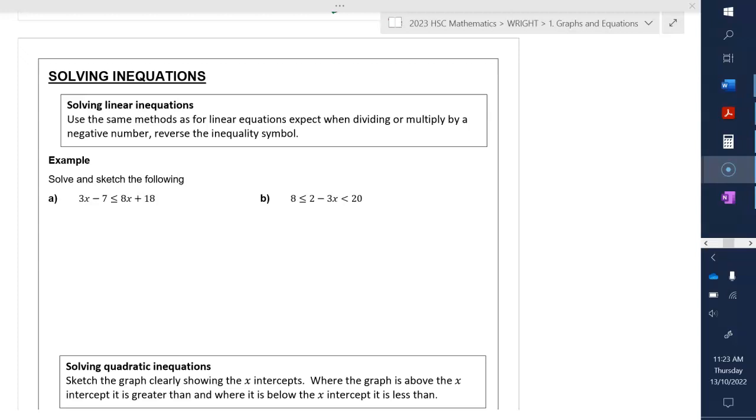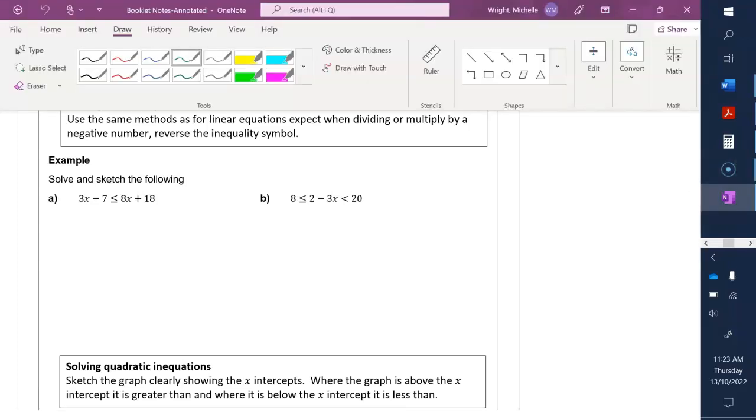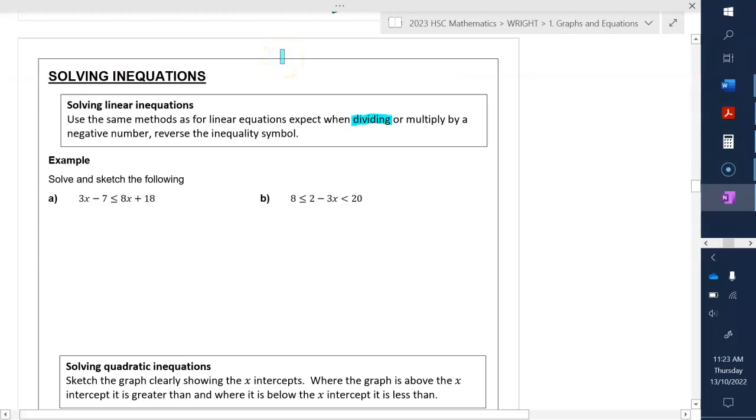Okay, hi. Today we're moving on to solving linear inequations, which is another word for inequalities basically. So we might find that the words inequations and inequalities are interchangeable. Solving linear inequalities, we use the same method as for linear equations except when we are dividing or multiplying by a negative number. If we divide or multiply by a negative number, we reverse the inequality sign.